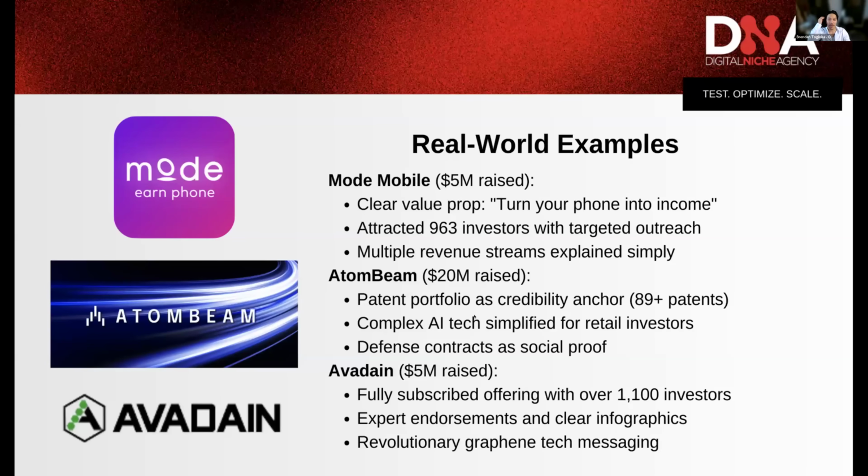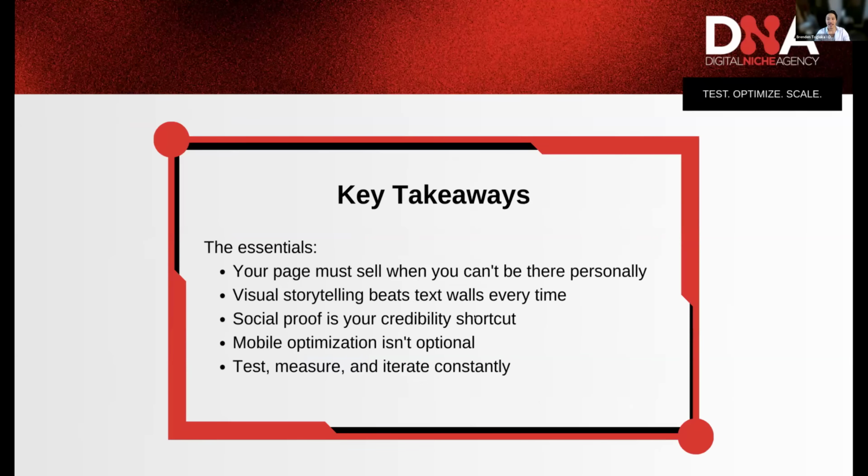I know that we're running short on time, so I don't want to take up too much time, so we can get over to the key takeaways, which I can start going over. So the essentials. Your page must sell when you can't be there personally, right? You aren't obviously always going to be sending people the link yourself, right? And it needs to be something where anyone can come to the page, they know what you do, and they can get interested and make that conversion in the future.